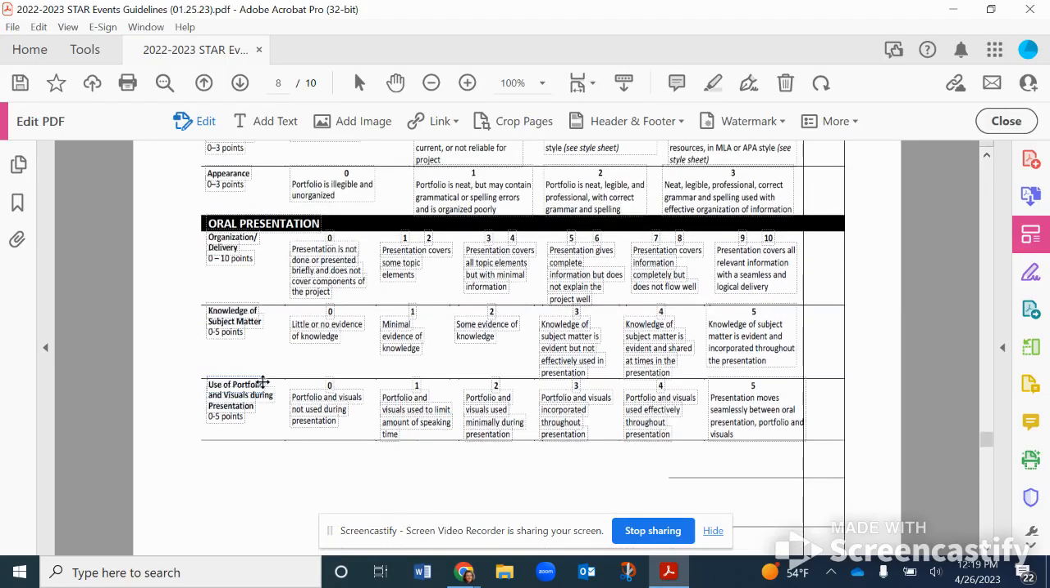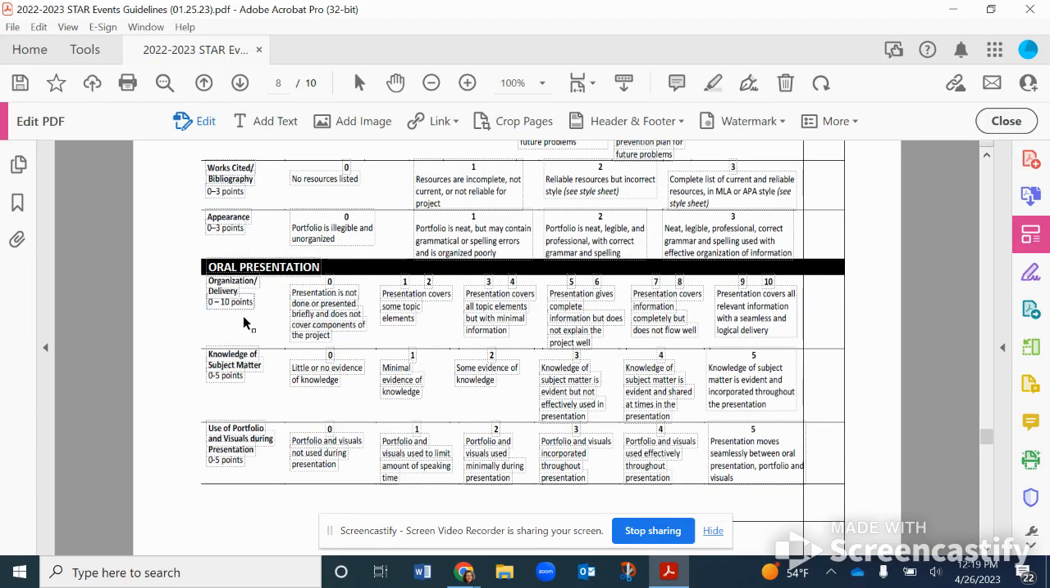Okay. All right. Under these things, works cited, appearance, organization, delivery, knowledge of subject matter, use of portfolio, and visuals. Any of these that you want, these are all things you want to give them feedback on, correct? Yes. Are there any that you don't want to grade? Maybe the works cited and the appearance. Okay. And then also the use of portfolio and visuals. I want to make sure that they are doing it, but I don't know if it's something that I'm grading them on. I want to grade them more on the content knowledge rather than how they're presenting it to me.